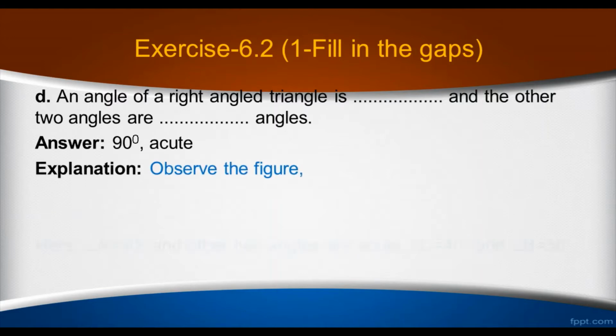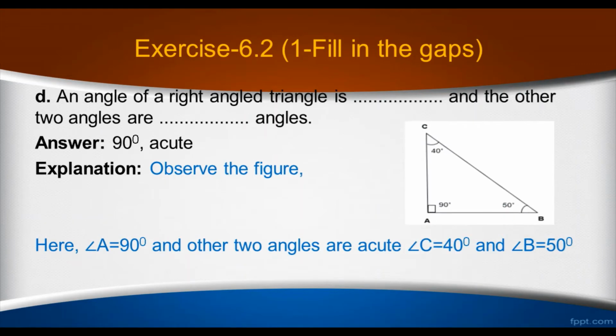Observe the figure, my dear students. So this is the figure. ABC is a triangle. Angle A is 90 degree and the other two angles, angle B is 50 degree, that is less than 90, and angle C is 40 degree, that is less than 90 degree. So these two angles are acute angles. From the figure, here A equals 90 degree and the other two angles, angle C and angle B, are acute, that is, less than 90 degrees.